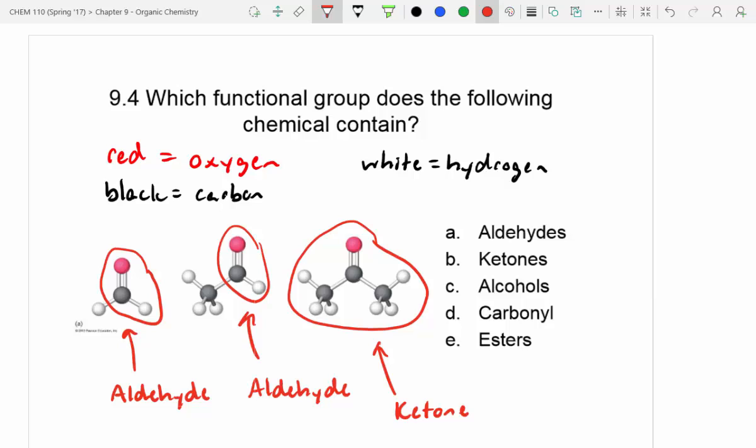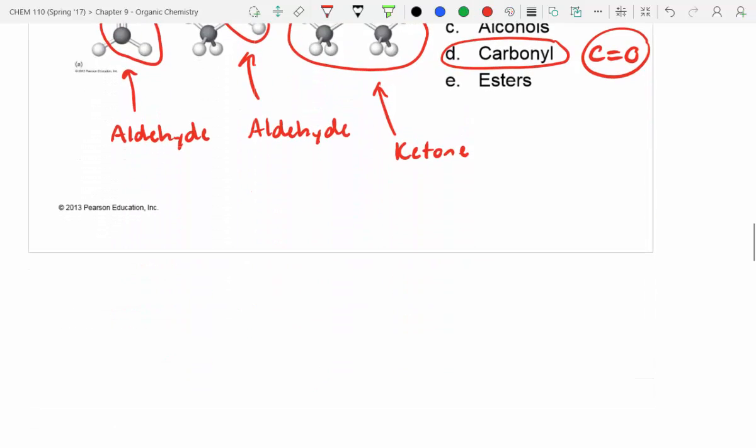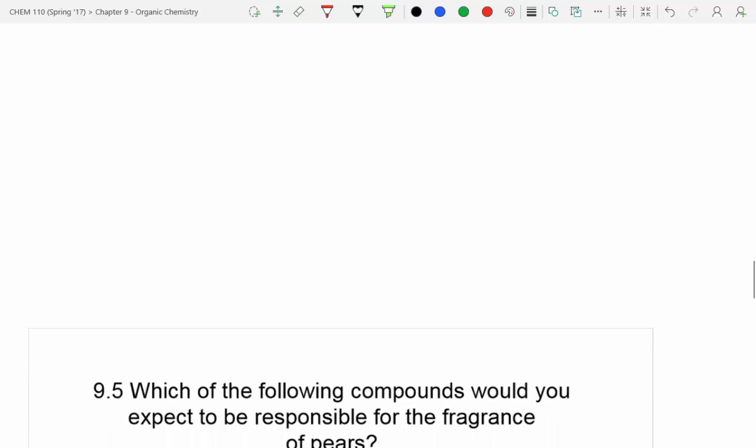So we're kind of stuck right now, right? It says, which functional group does the following chemical contain, meaning all of them? So can't be an aldehyde or ketone. Can't be an alcohol because we don't have an OH. What's a carbonyl again? All of those. Carbonyls are any molecule that contain a CO double bond. There's a bunch of them. We said we've got carboxylic acids, esters, aldehydes, ketones, amides. They all are similar in that they all have that CO double bond. So carbonyl just means CO double bond. All right.